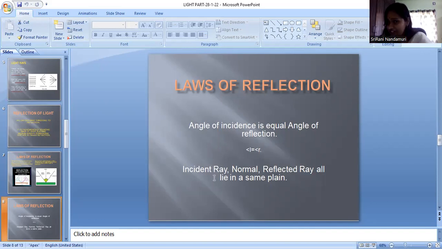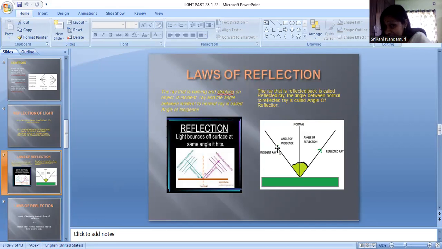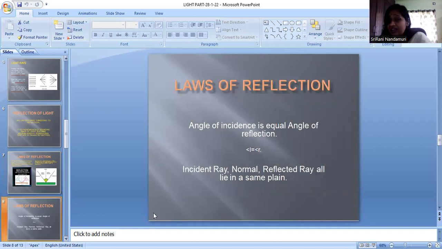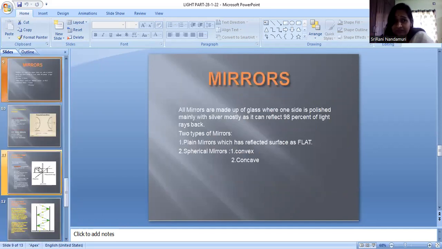And what is the second law of reflection, children? Here you see the diagram. This is the incident ray, this is the reflected ray, and this is the normal. All these rays lie in the same plane. This is the object you have taken, and this is the one plane. The second law is: the incident ray, the reflected ray and the normal lie in the same plane. These are the two important laws you have to know.